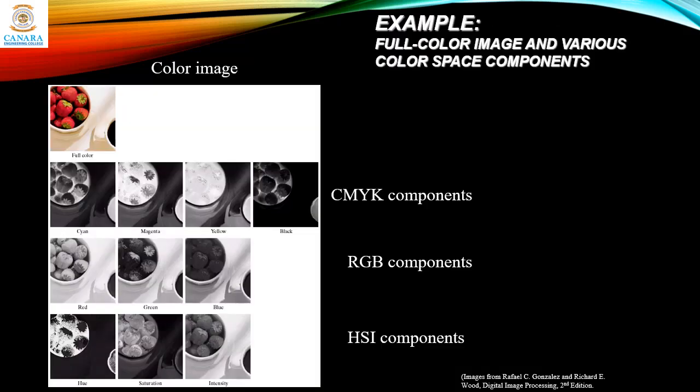When we separate the components, this is how they look. We have a full color image, and you can use the CMYK components, CMY and K for black, and the RGB components. When you combine these three, you get a full color looking image. And then you can go for the HSI components, H, S and I. The advantage with HSI processing is that we won't touch hue or saturation. We try to manipulate the intensity, and that will give us the desired results.